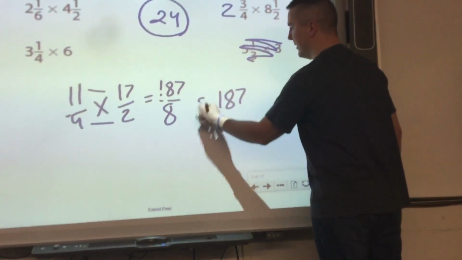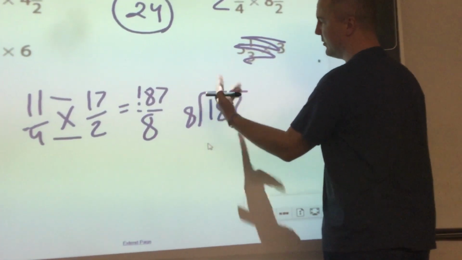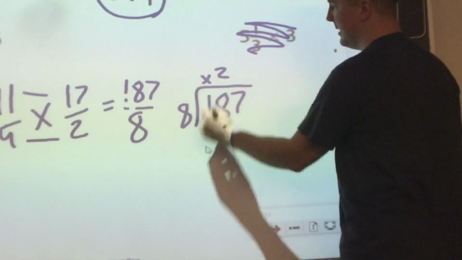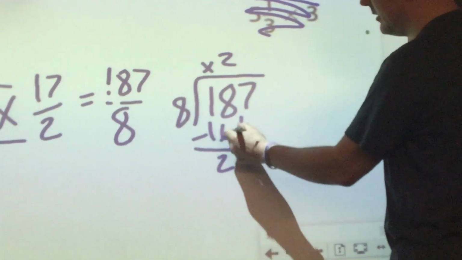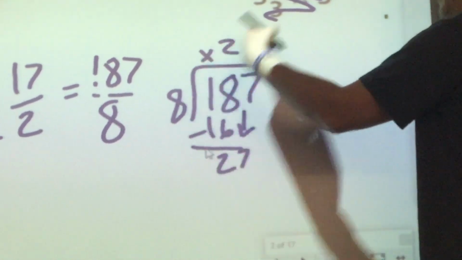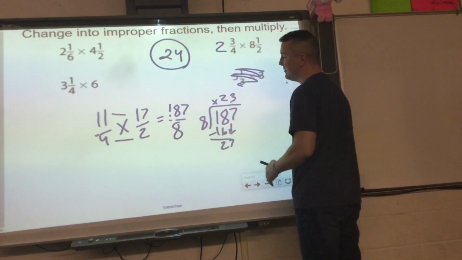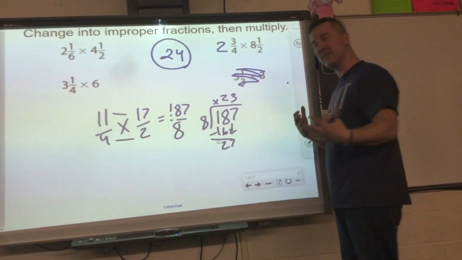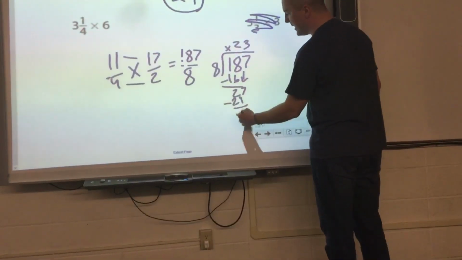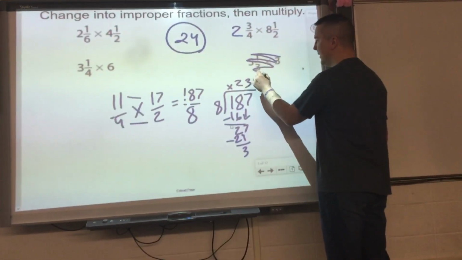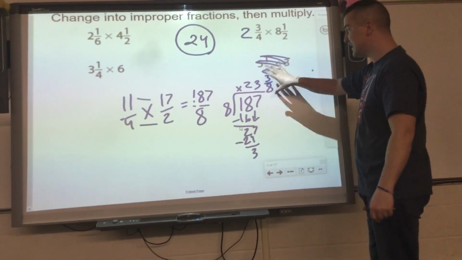187 divided by 8. Use a calculator if you want. It's going to get you in the neighborhood, but we're thinking this is about 2. So 2, I get 16, subtract, I get 2. 2 is less than 8, can't go there anymore. Bring down the 7. 8 times what gets you close? 27. 3. Knowing our facts really needs to be there. You get 24. Subtract, you get 3. 3 is less than 8. I get 23 and 3/8.